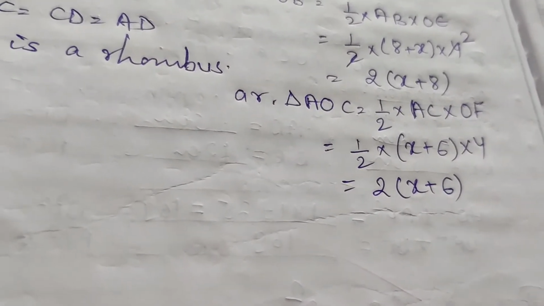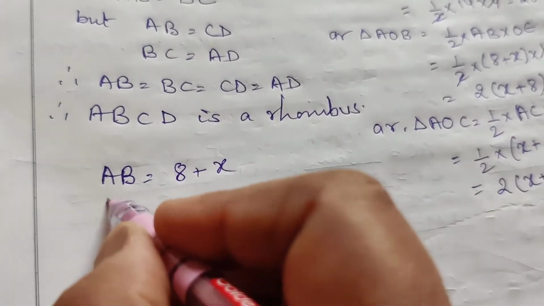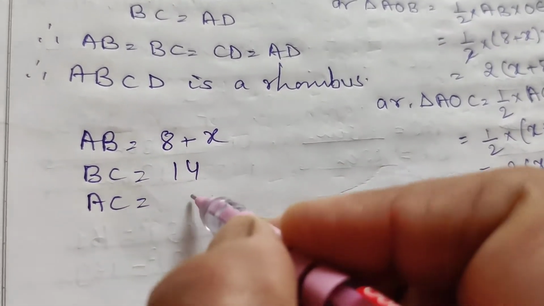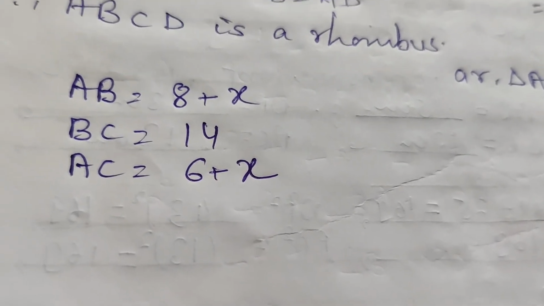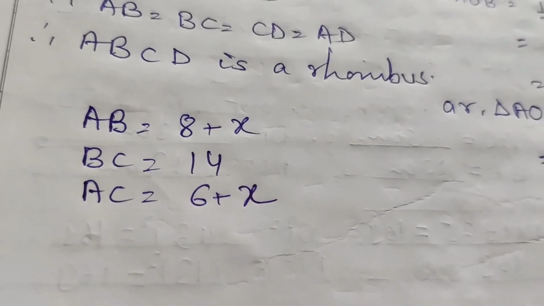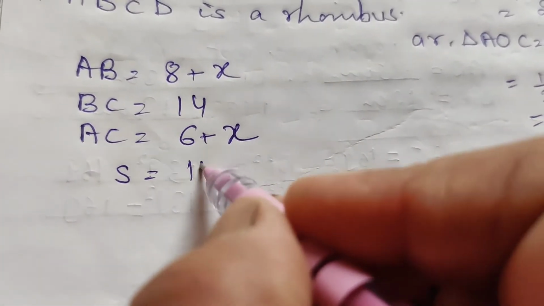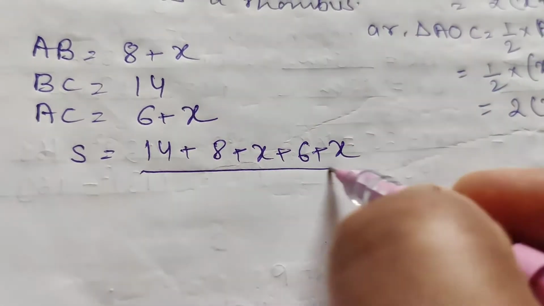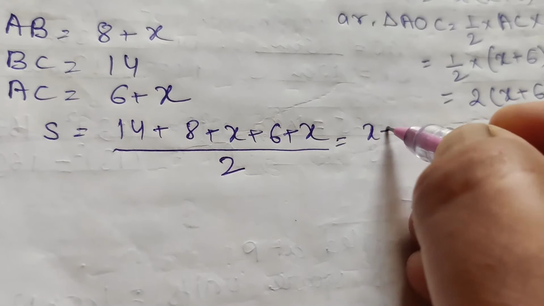Okay. Area of triangle ABC. Let AB equal to 8 plus x, BC equal to 14 and AC equal to 6 plus x. This is a scalene triangle. The area of a scalene triangle is found using Heron's formula. S is equal to 14 plus 8 plus x plus 6 plus x, by 2. We will get x plus 14.